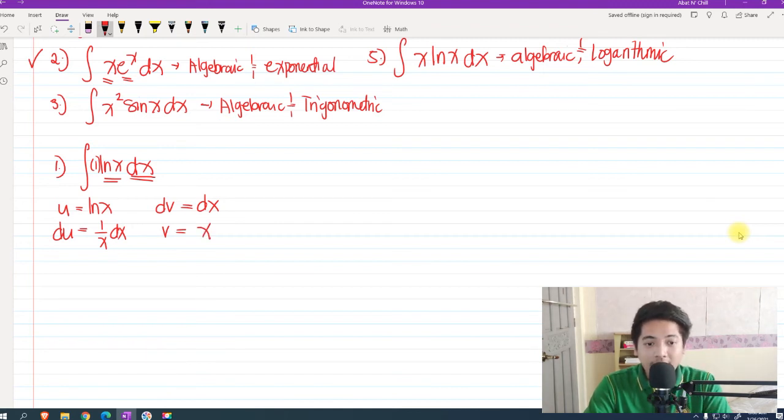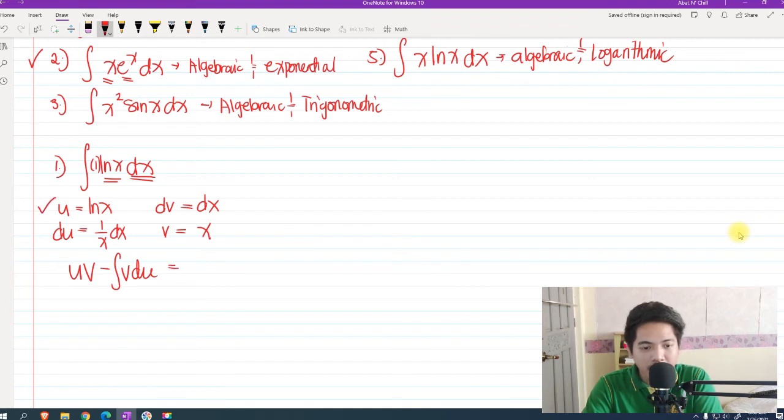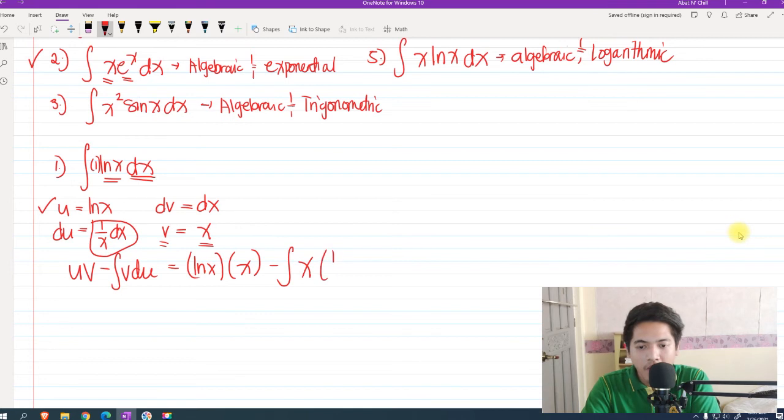Now we can use the formula uv minus the integral of v du. How do we do that? Our u is ln of x, and that is multiplied to the v, which is x, minus the integral of v. What is the v? That's x again. And then du equals 1 all over x dx. So we have 1 all over x dx.